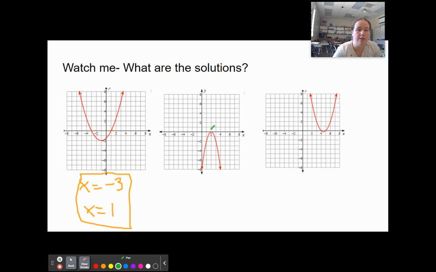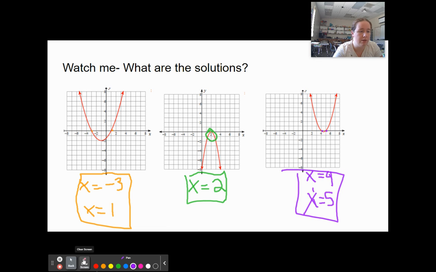For this one, I know since it just touches once, it's only going to have 1 solution. X equals, and the number it touches at is this 2 right here. So my solution is x equals 2. This one, it crosses twice here and here. They're super close together. So x equals 4. That's my first one. And this one between the 4 and the 6 is a 5, so I know that x equals 5. Those are my 2 solutions.